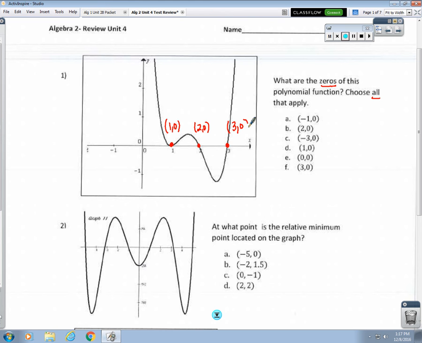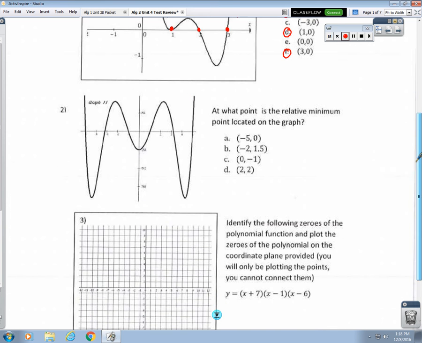And what is the ordered pair for this point? 3, 0. And think about it, guys. They're zeros because every time the y value is 0. Okay? So 1, 0, 2, 0, and 3, 0, which would be D, B, and F. Any questions about that one?